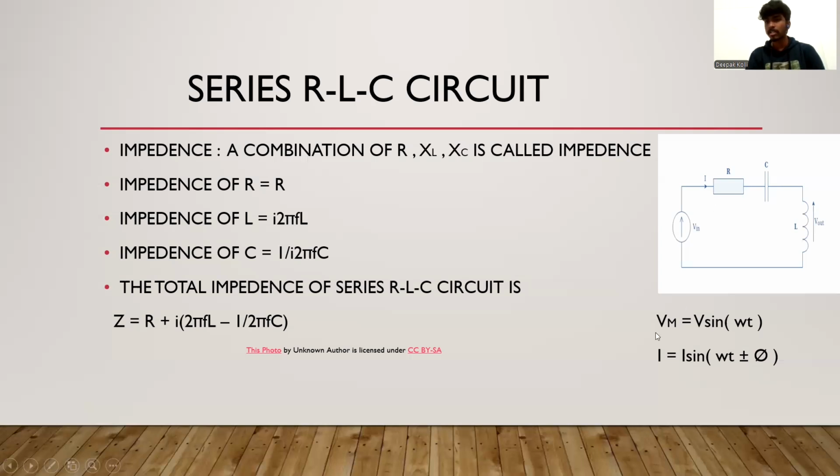Here this is an AC circuit, so voltage equals V sin omega t, and I equals I sin of omega t plus phi, where phi indicates the angle between voltage and current. We get plus when current leads the voltage, and we get minus when voltage leads the current. These are the two conditions when we get minus phi or plus phi. We will see this later.